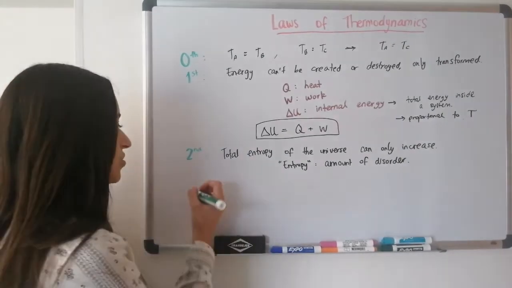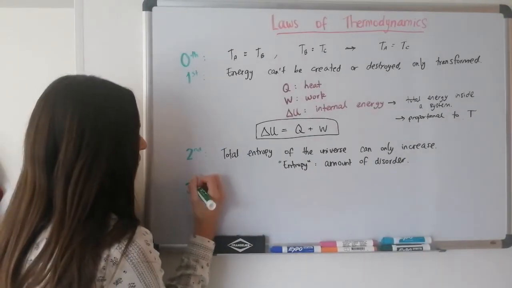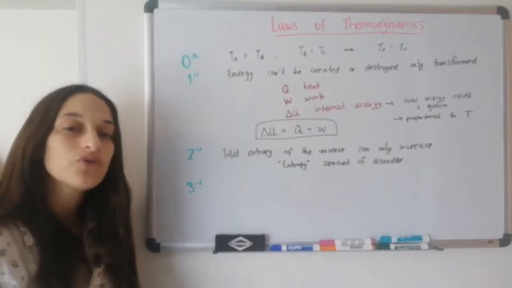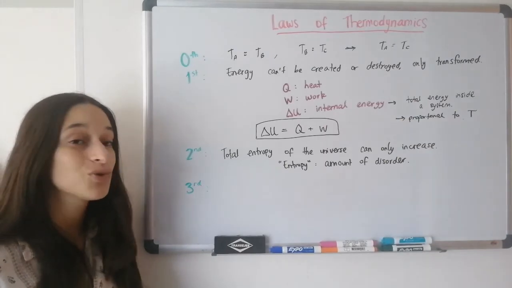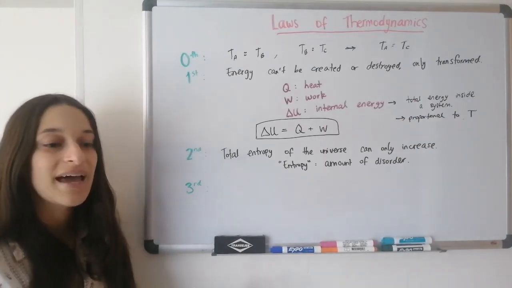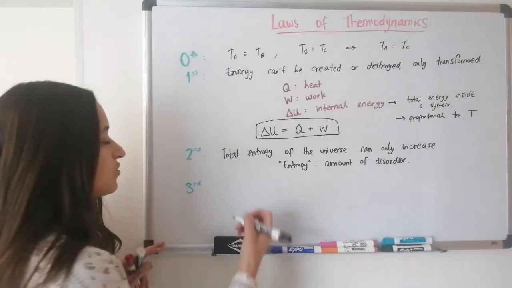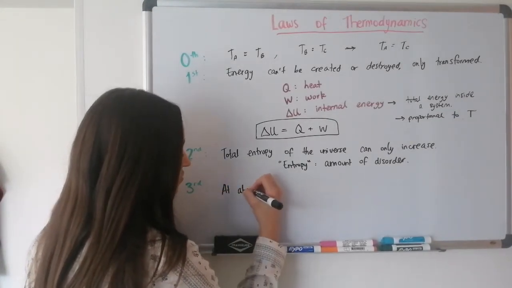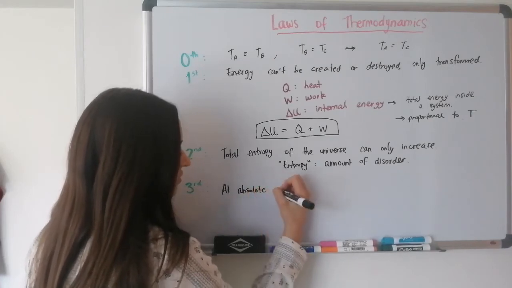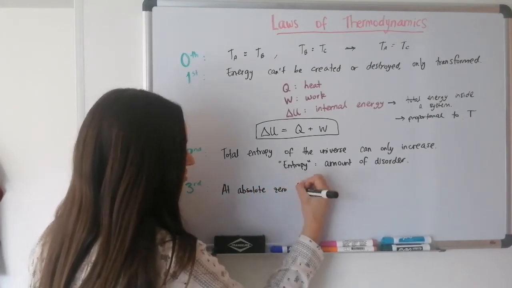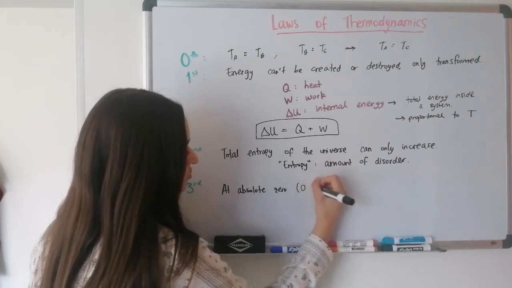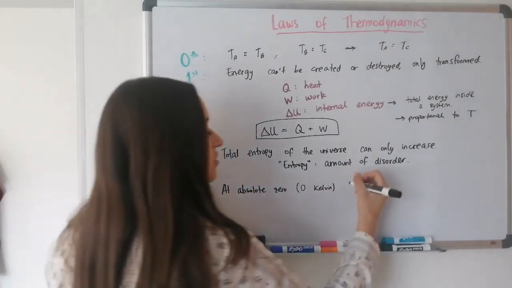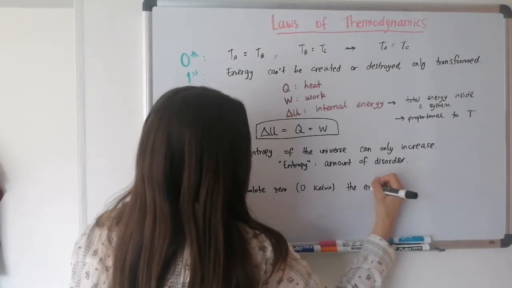And the third law is also a bit weird because it has to do with entropy, but it basically states that the only way there can be an entropy or a disorder of zero is at absolute zero. So maybe you remember absolute zero, which is 0 Kelvin, the lowest possible temperature theoretically. At absolute zero, the entropy is 0.